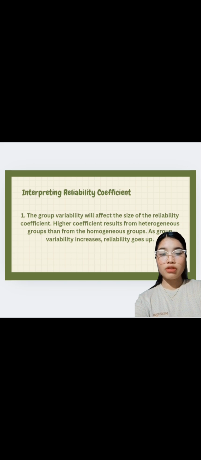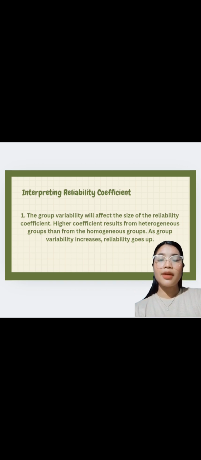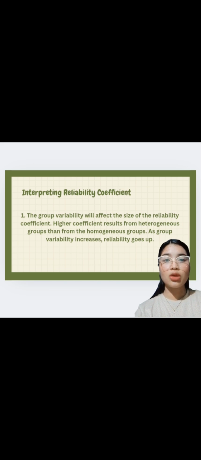Interpreting reliability coefficient. Number 1. The group variability will affect the size of the reliability coefficient. The reliability coefficient in statistics, often used in psychometrics or educational testing, measures the consistency or stability of a measurement tool, like a test or survey. A higher coefficient indicates that the tool produces more consistent results over time or across different items. Group variability refers to the diversity or spread of scores within the group of individuals being measured.